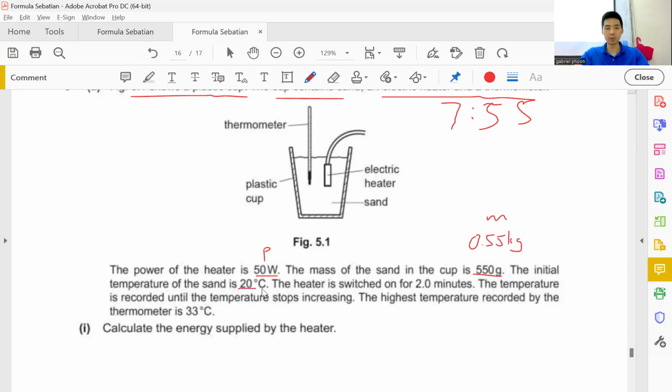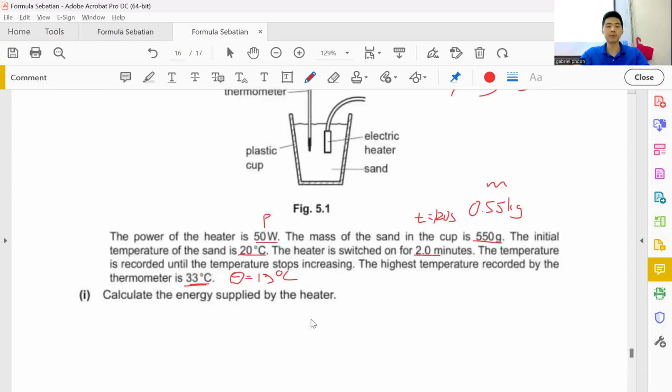The initial temperature is 20. This is not the change. This is just the initial. And this is the time taken, right? Which is, once again, not the proper units, because time should always be measured in seconds. The temperature is recorded until the temperature stops increasing. The highest temperature recorded was 33. So straight off the bat, I know that the change in temperature should be 13 degrees Celsius, right?